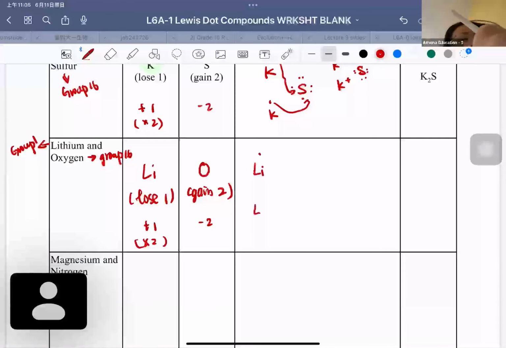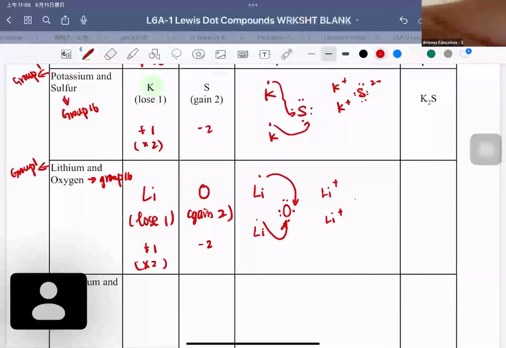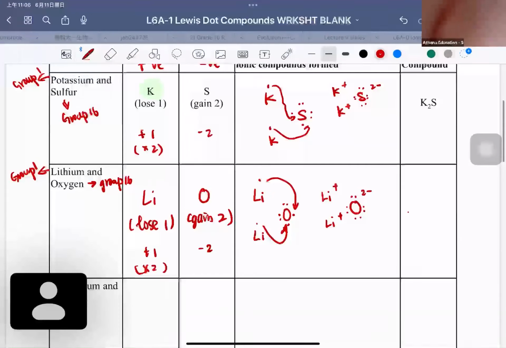Lithium, you have 1. Lithium, you have 1. Oxygen, 1, 2, 3, 4, 5, 6. And this one goes here. This one goes here. I have 2 lithium plus, and then oxygen 2 minus. Okay, so it's lithium oxide.